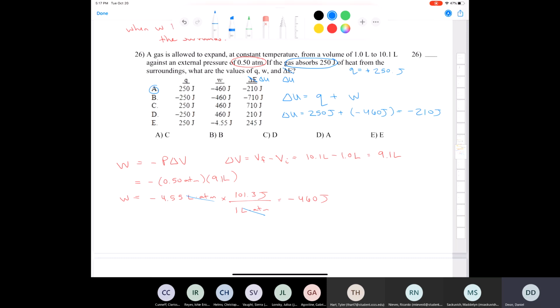There we go. So what's the problem with this kind of question? Is it addition and subtraction and multiplication? No, absolutely not. Everybody who's hearing the sound of my voice knows how to do those things. It's interpreting the problem and understanding when Q is positive or when it's negative, understanding when W is positive or negative, and then finally knowing how to calculate W, right? That work, when we're dealing with the expansion of a gas, pressure volume work is equal to negative P times delta V.